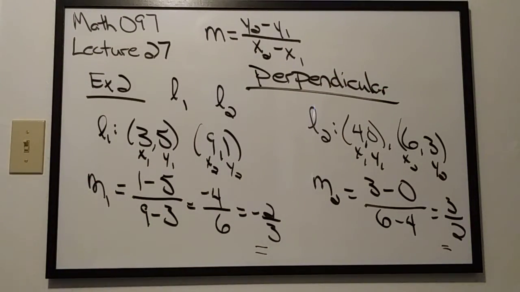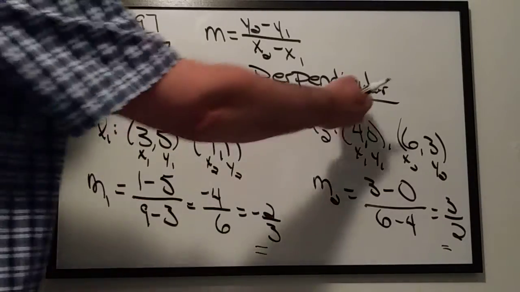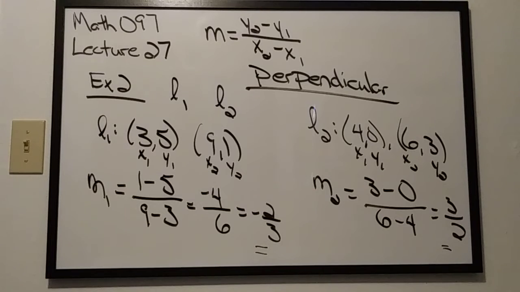Whenever you're doing this kind of problem, make sure you finish the problem. Don't just go through the slope calculations and stop. Make sure that you actually answer the question that was requested. So your final answer should be one of 3 words: parallel, perpendicular, or neither.